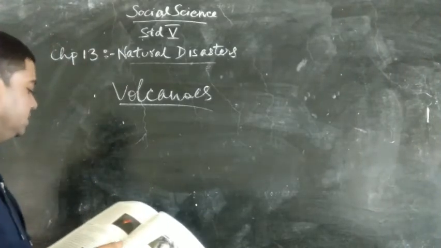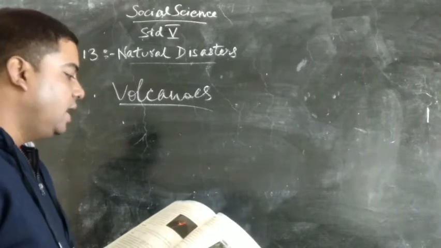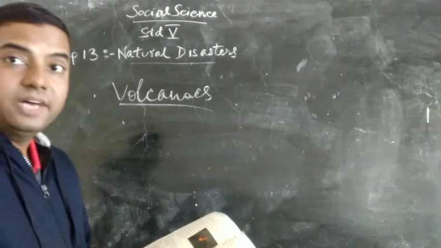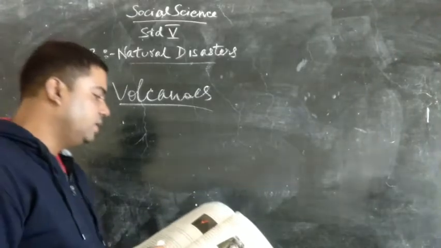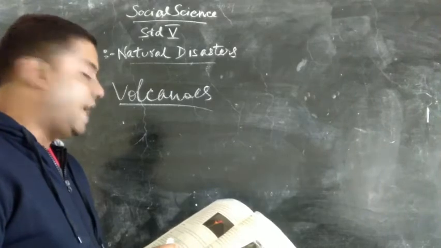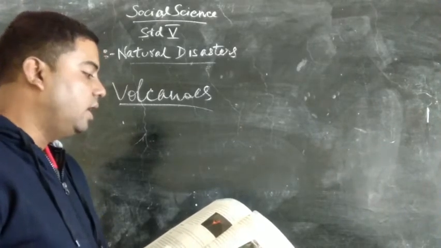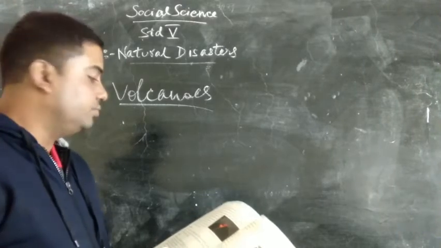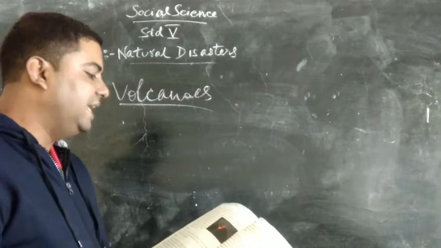Volcanoes are mountains which erupt by giving out smoke, ash and molten rock called lava. The mouth of a volcano is called a crater. The volcanoes which erupt very often are called active volcanoes. Those which erupt very rarely are called dormant volcanoes. Volcanoes which have not erupted for many years are called extinct volcanoes.